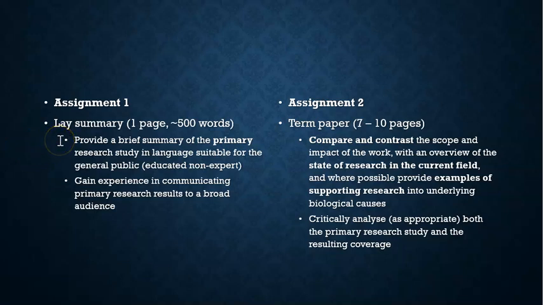But what you're going to do is read that primary research study. So not the news article, just the research study. Okay? And I want you to give me a brief summary in language suitable for the general public. I like to talk about this in terms of an educated non-expert. So someone that's probably finished high school or maybe has gone to university. Okay? So they're educated, but they're not an expert in this field.